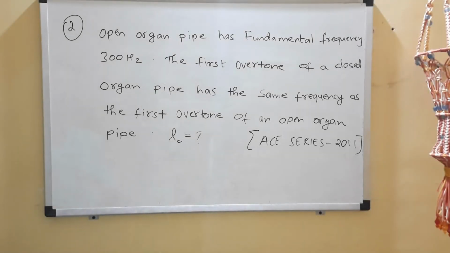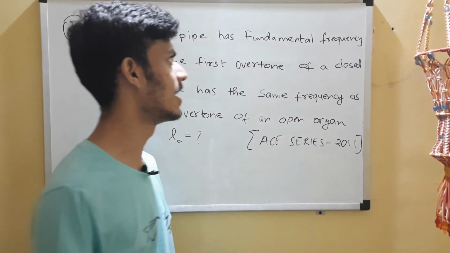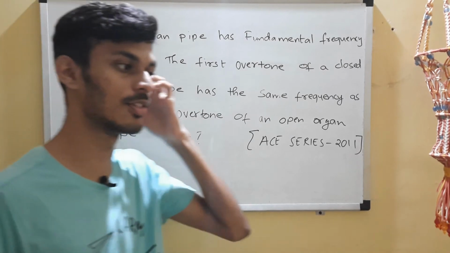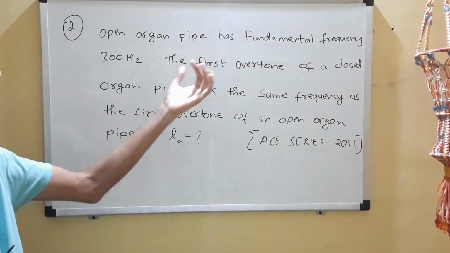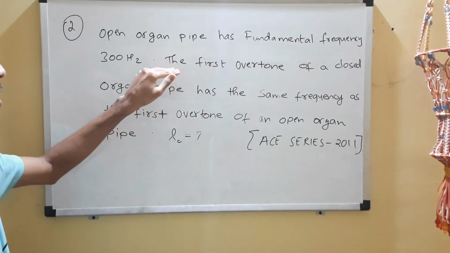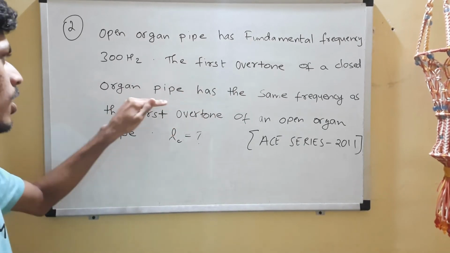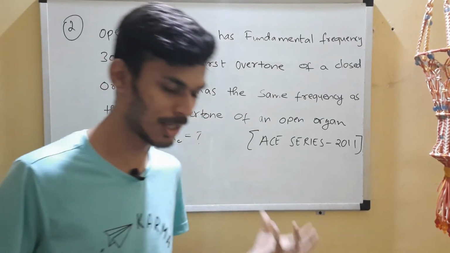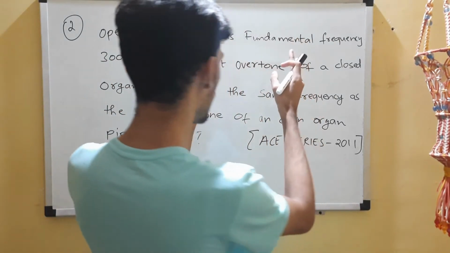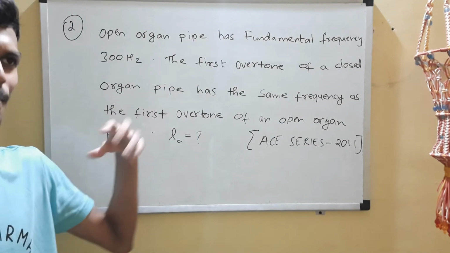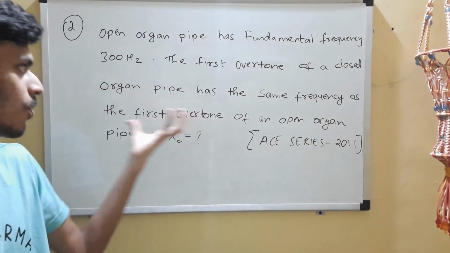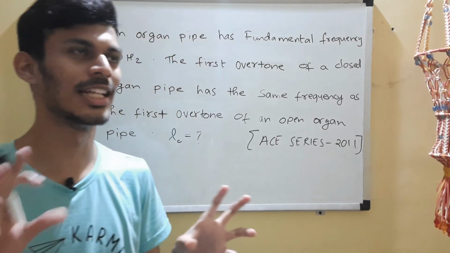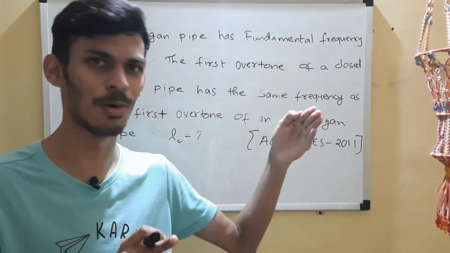So question 2 over here, let's read it. Open organ pipe has a fundamental frequency of 300 Hertz. So the fundamental frequency of an open organ pipe is given over here. So let's read it further. The first overtone of a closed organ pipe has the same frequency as the first overtone of an open organ pipe. So first of all, let's convert these overtones to harmonics.